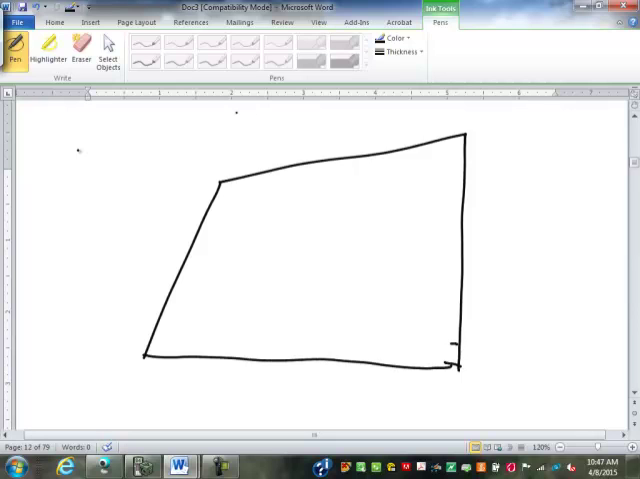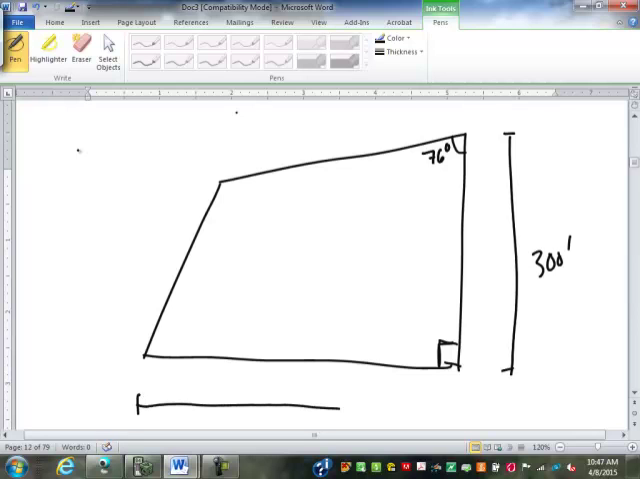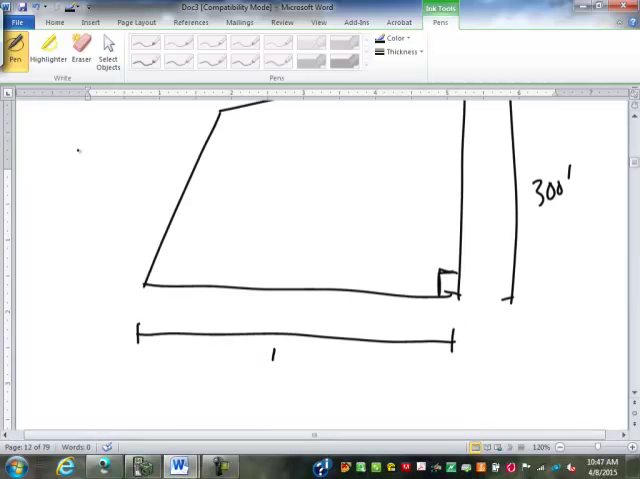Now in this figure, I'm going to give you one right angle right here. So we know that that's a right angle. Up here, I'm going to say this is a 76-degree angle. I'm going to give you this dimension here as 300 feet. Across here, I'm going to give you this dimension as 420 feet.